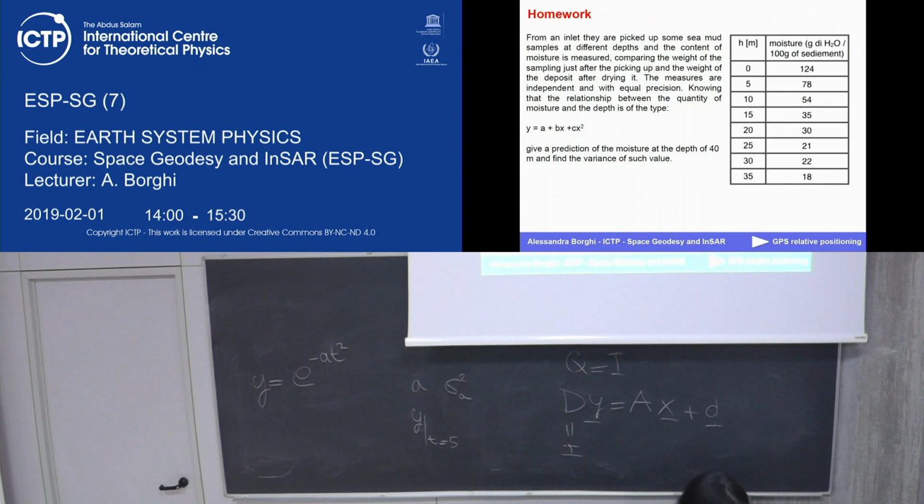So please, you can do this least square. It's very easy. You have to estimate A, B, C. It is a linear problem, so I think that you don't have any problem. Okay, we can have a break.